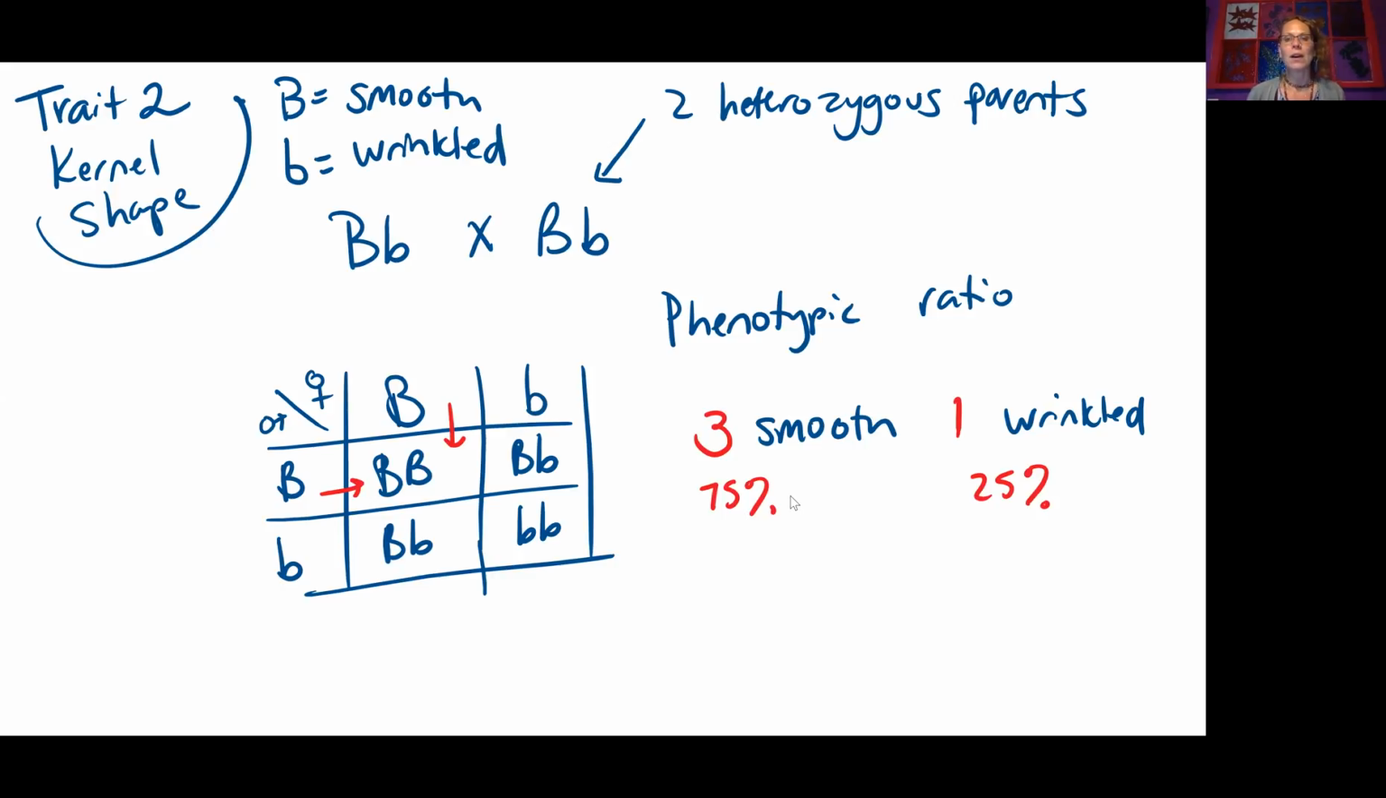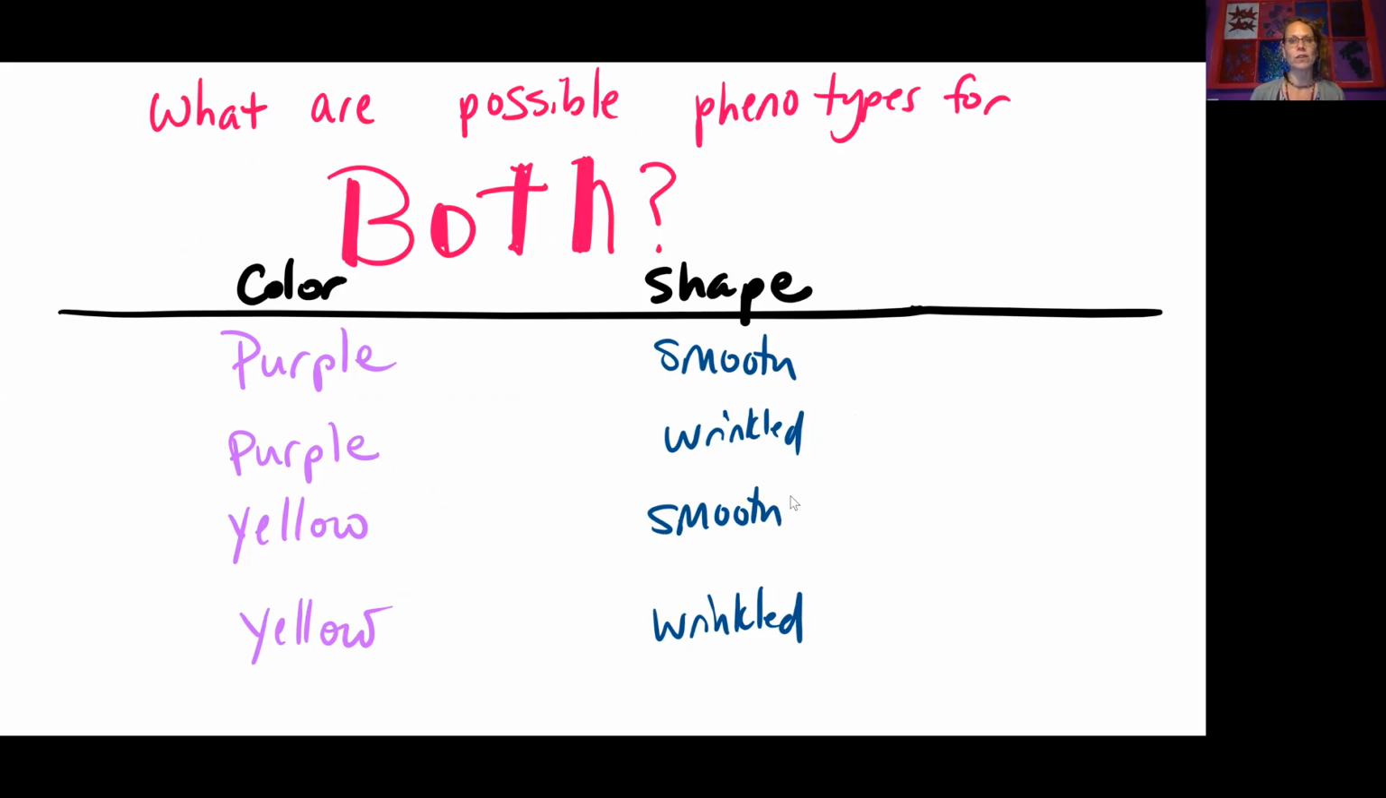Okay, what we want to do next is to figure out what are all of the possible phenotypes that can show up in the offspring, looking at a combination of what color you are and what shape you are. So we don't just care about now if you're purple or yellow, and we don't just care about if you're smooth or wrinkled. We want to know the combination. What's the likelihood of having a purple smooth corn seed, a purple wrinkled, yellow smooth, yellow wrinkled?